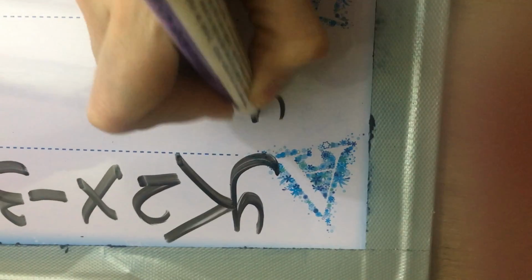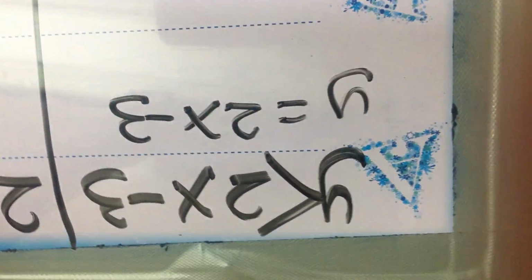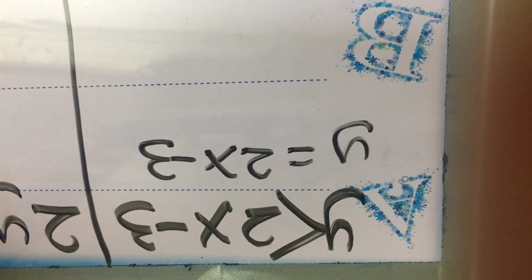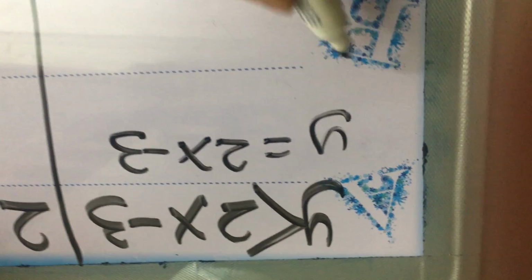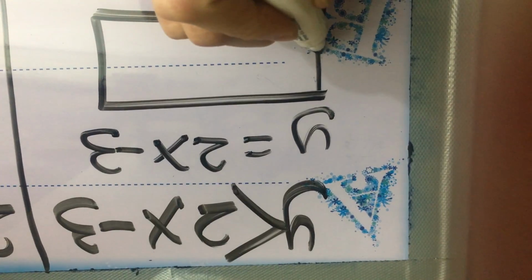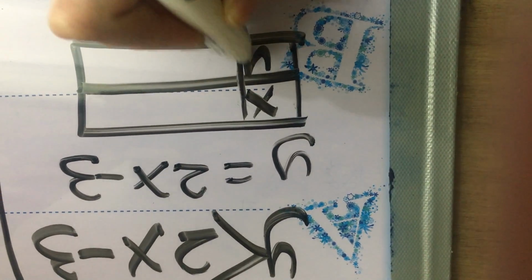The first step is to change it into an equation. So y equals 2x minus 3. As we can see, it is already in the standard form, so as y equals mx plus b. So now we need to find points. So let's do a table of x and y.